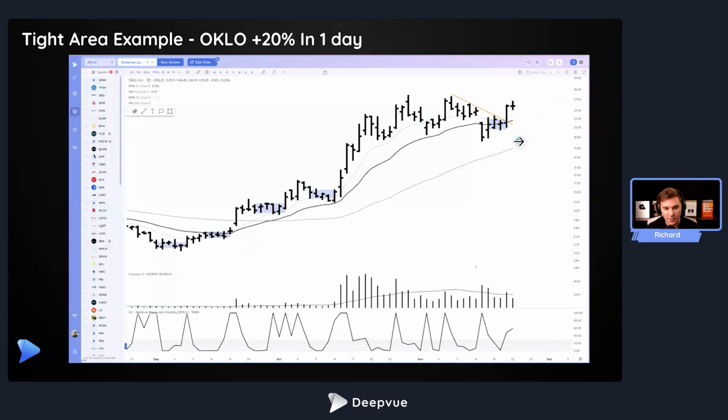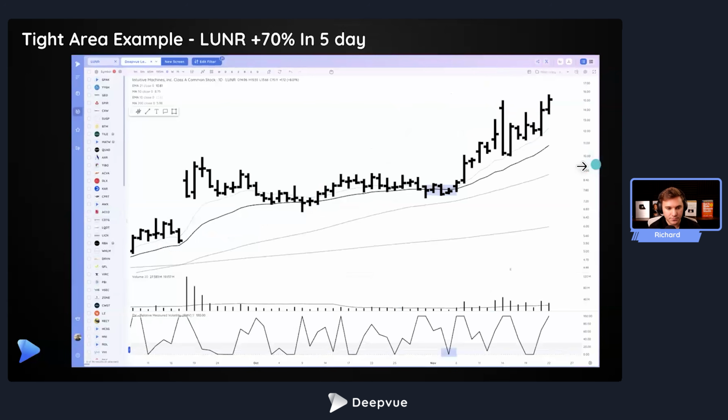If you can only get 5% of your account in this, it's not going to move the needle much, but you want to protect your downside, and that's where the tight areas can benefit you.